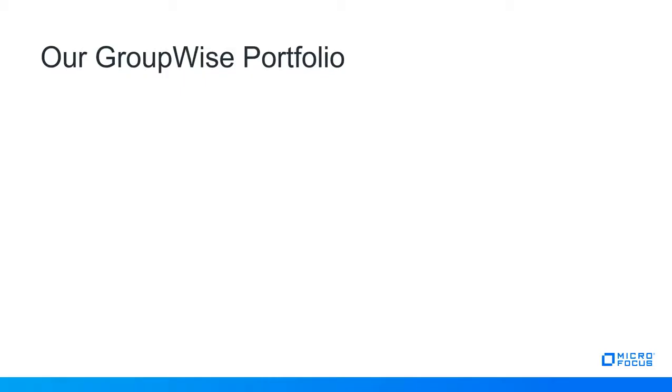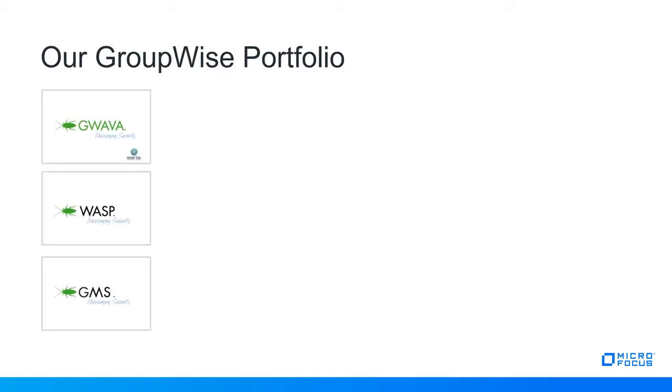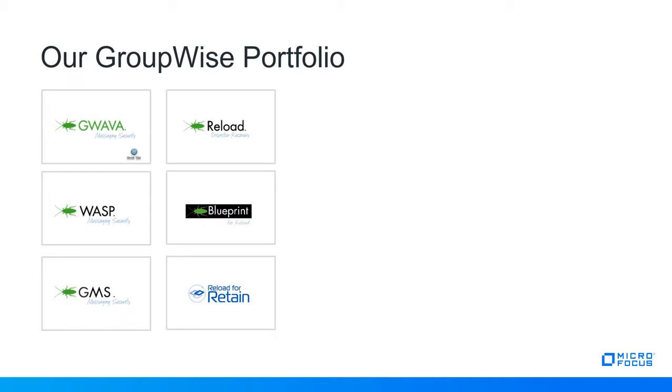Before my colleague Geert will show you Retain, I will explain a little bit about our portfolio. We have a lot of different solutions, and let's have a look at it. First, we see Guava. I think it was our first product: Guava for GroupWise, antivirus and anti-spam. If you are working in this case hard, then you can also use WASP, for example, for the web access, and Guava for GMS.